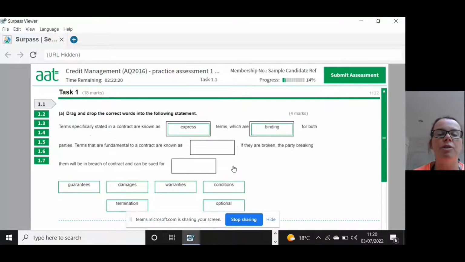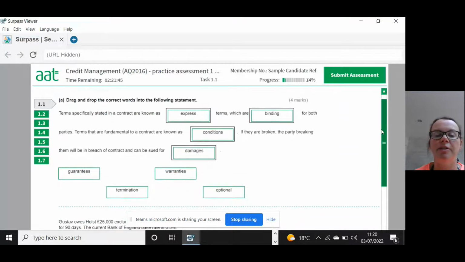Terms that are fundamental to a contract are known as conditions. So fundamental means really important. Ones that are less fundamental, less important, are known as warranties, not to be confused with getting a warranty if something goes wrong. It's the same word but different context. If they are broken, the party breaking them will be in breach of contract and can be sued for damages.